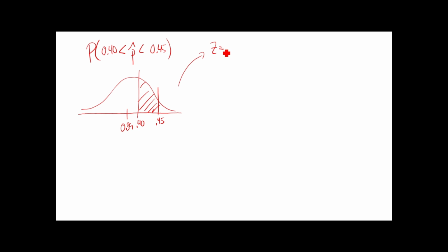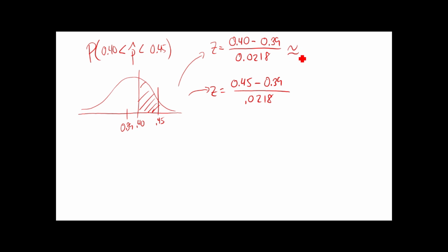So we're going to get 2 z-scores. We need to get a z-score for 0.40. You're going to do that minus the mean divided by the standard deviation, which was 0.0218. That'll be the z-score for 40%. And then you need to get a z-score for 45%. So it's going to be 45% minus 39% over 2.18%. And what do you get for those z-scores if you round to 2 decimal places?